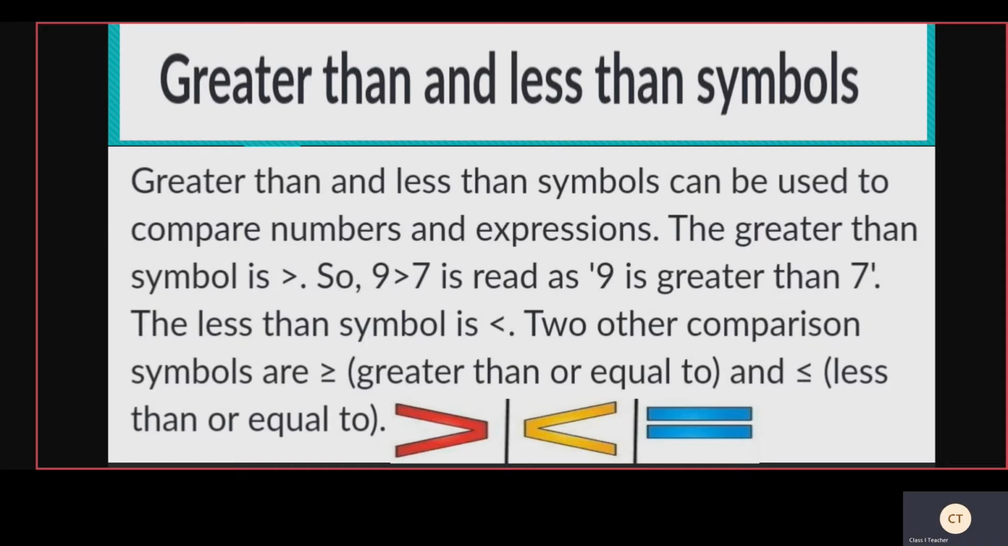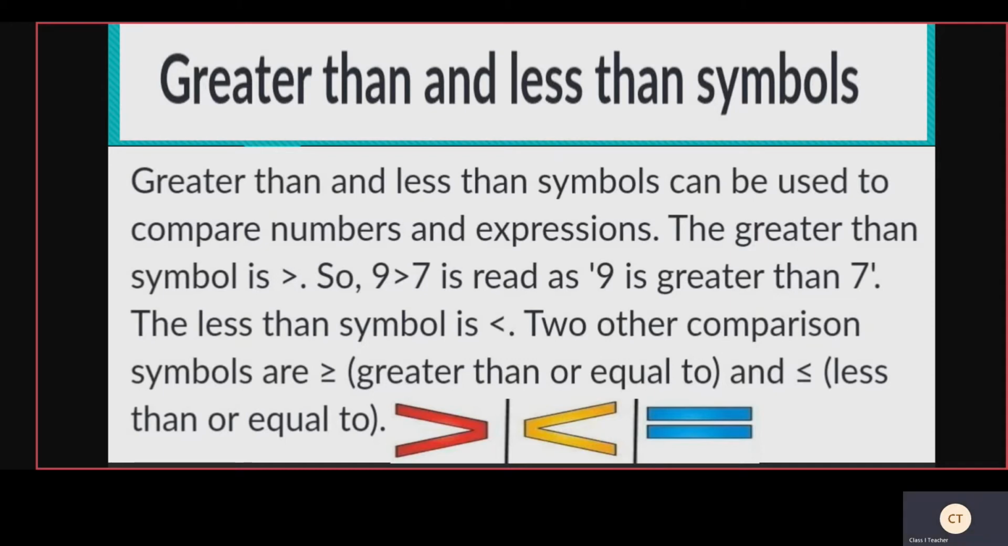Okay. Two other comparison symbols are greater than or equal to. Okay, look at this symbol. Greater than or equal to. And less than or equal to sign, children. Here, after and, just before that bracket, children, here, less than or equal to sign. Here down, children, look here.